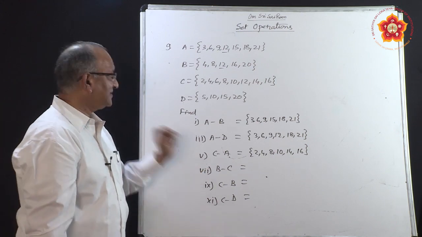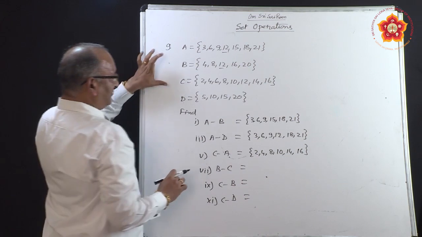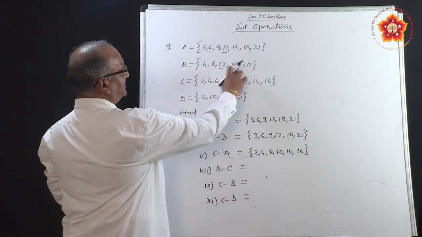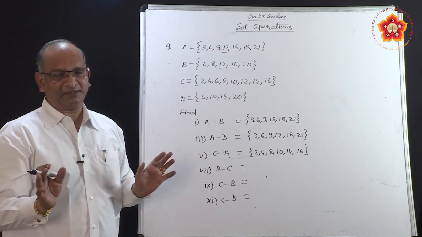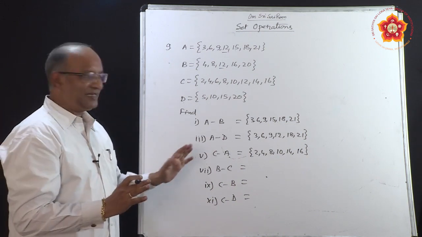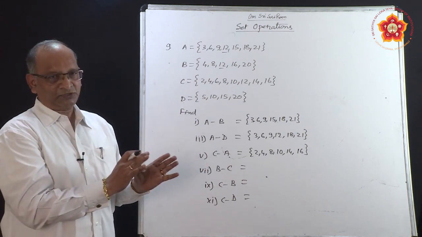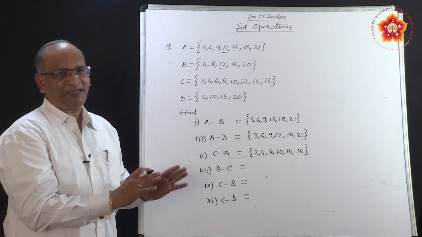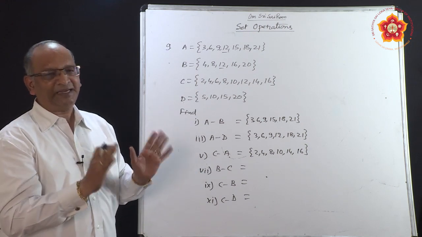Next is B difference C. From B, remove the elements of C. See, when you look at the sets, it appears that B is a smaller set and C is a bigger set. But we have nothing to do with that. B difference C basically means elements which are there in B only. So how will you know what are there in B only? Whatever is there in C, remove it. So what is left is B difference C.